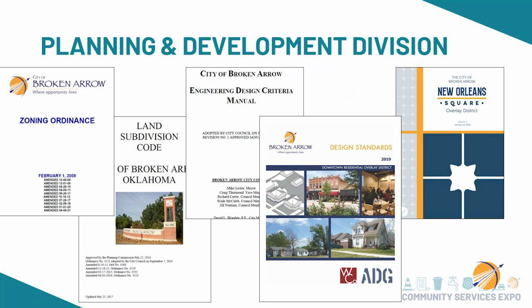In the planning department, we use a lot of different documents to review different projects. Mainly our zoning ordinance, subdivision regulations, and engineering design criteria. If you were in the last session, we talked about the New Orleans Square overlay. That's one of our 2 overlays in Broken Arrow, the other being the downtown residential overlay district, which applies to the 1 square mile of downtown. There are slightly different requirements in those 2 areas of town, but for the most part we use these 3 documents that you see here.